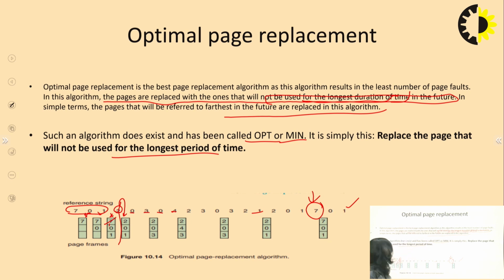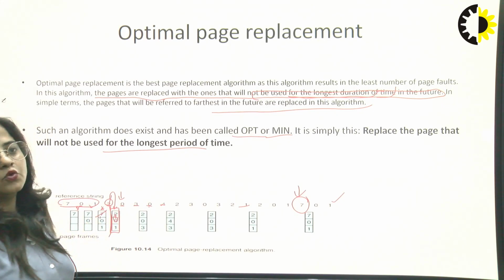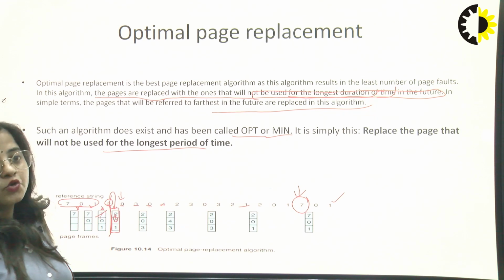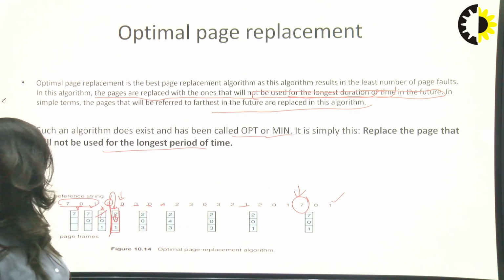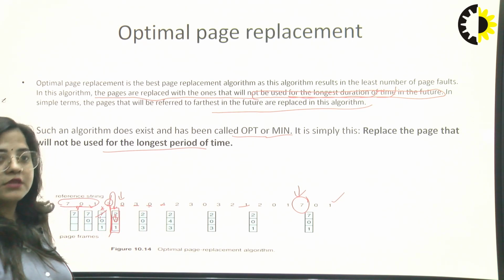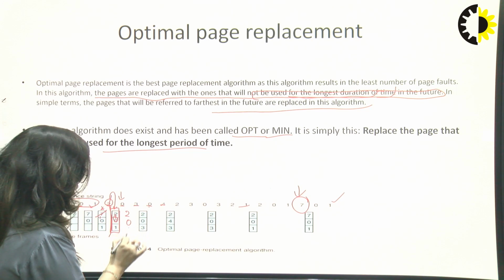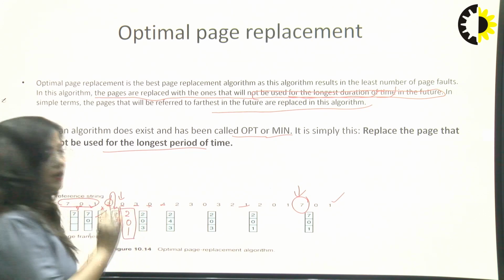Now check the next point. Currently the frame is 2 0 1, and the turn is 0. Again check, 0 is used here recently, so we cannot replace 0. 0 is already here, so there is no need for replacement. So this time we say it is a page hit. It means the CPU demanded this page, and this page is found in the page frame. So 2 0 1 is copied exactly here in the frames.